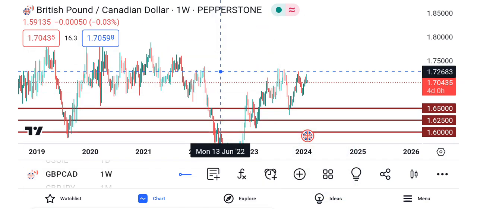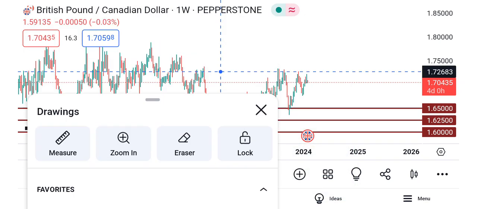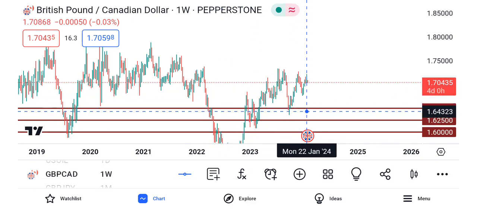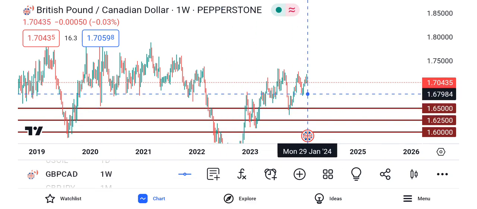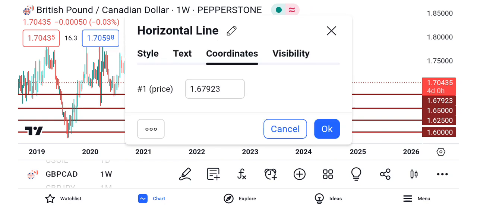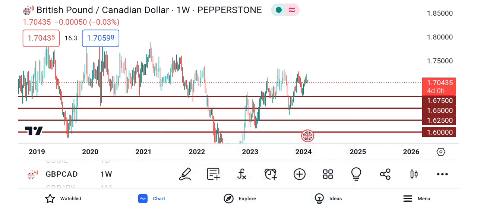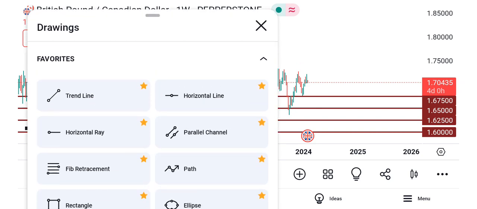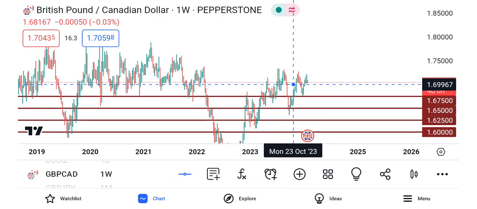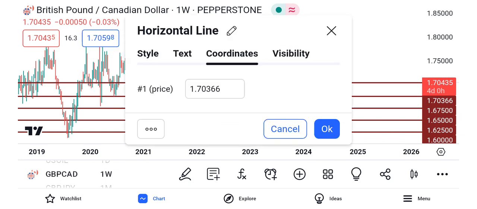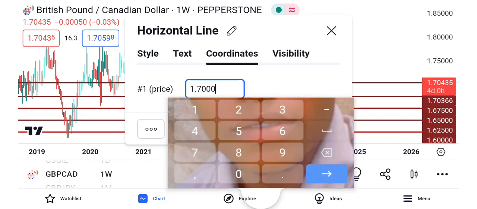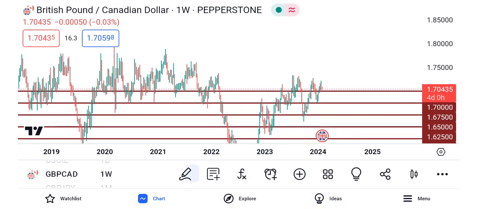Adding another 250 will be 1.6750. That's 250, and then adding another, we come to this 1.7000, and we need to put one more.